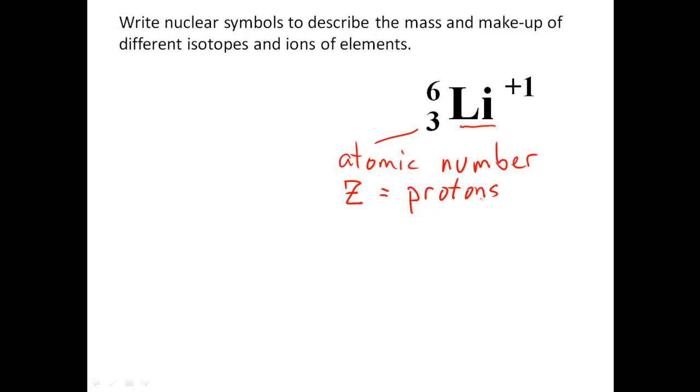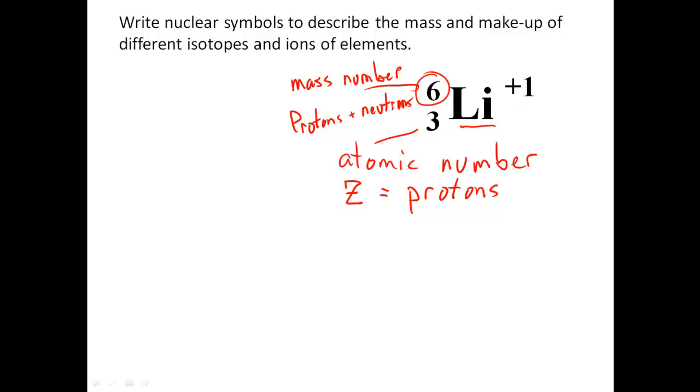Now, sometimes you will see this symbol just with the 3 omitted, and the reason people do that is sometimes it's difficult to type the symbol the way you see it on the screen, and you already know that it's atomic number 3 simply because it's lithium. Up here we have the mass number. The mass number tells us the number of protons plus the number of neutrons.